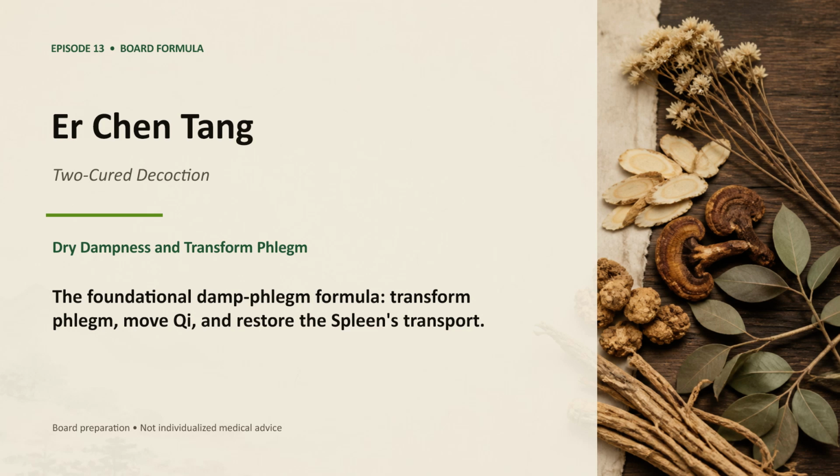Today we review our Chen Tang, the category of dry dampness and transform phlegm. The fastest memory hook is this: the foundational Damp-Phlegm formula, transform phlegm, move qi, and restore the spleen's transport. By the end, you should recognize the core ingredients, formula hierarchy, pattern picture, major differentials, and modern safety checks.